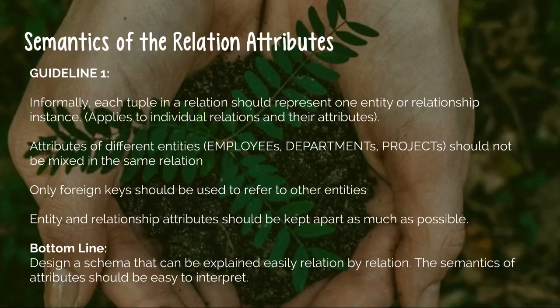So this guideline assures that each tuple in a relation will represent either an entity or a relationship. The attributes from different entity types and relationship types, we are not going to mix them together. And we will be using foreign keys to refer to other entities. The entity and relationship attributes will be kept apart as much as possible in order to explain them clearly.